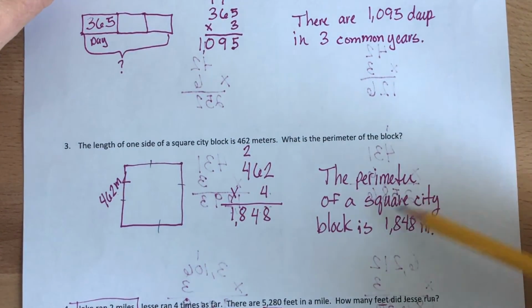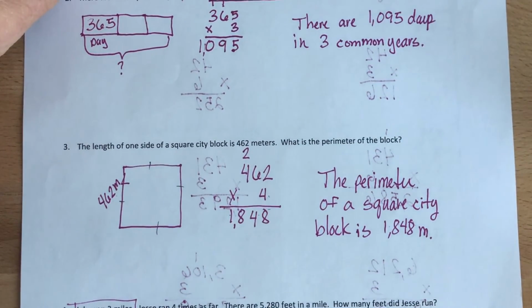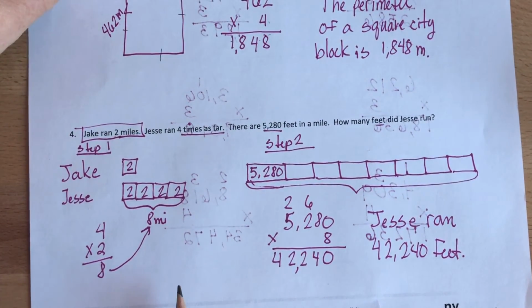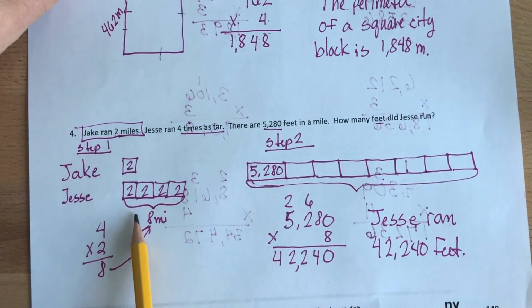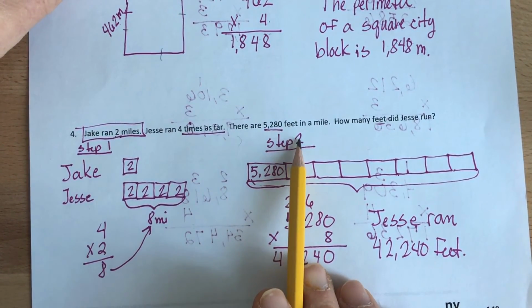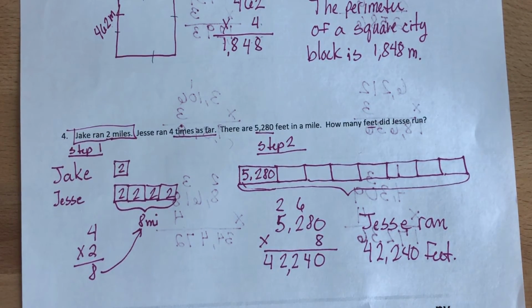And then I wrote my answer out here. The perimeter of a square city block is 1,848 meters, okay? And then down here, this was a 2-step problem. I needed to figure out how many miles Jesse ran. And then step 2 is how many feet he ran totally, okay? So if you didn't do all of these bar diagrams or tape models, that's okay. If your brain didn't guide you down that direction. If you did the math and you did your best to get to that point and you came up close to this answer or this answer, we're proud of you, okay?